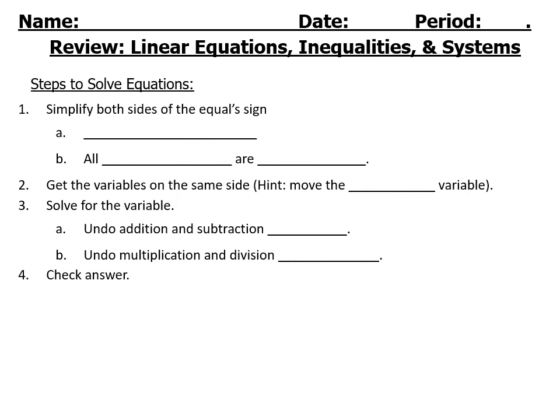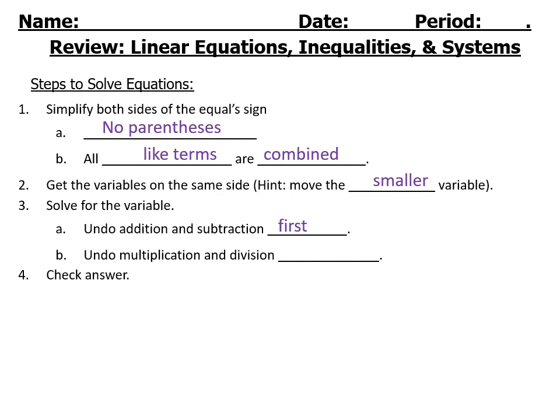So reviewing linear equations, inequalities, and systems, we should start with the steps for solving equations. First, simplify both sides of the equal sign. That means no parentheses and all like terms are combined. Get the variables on the same side. Hint, move the smaller variable. And then solve for the variable.